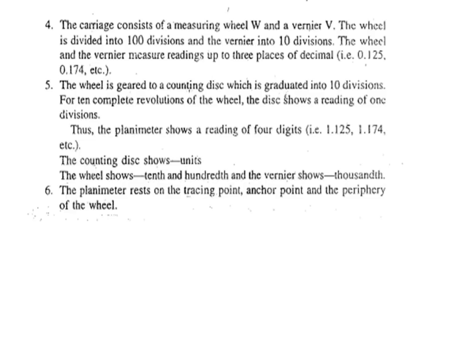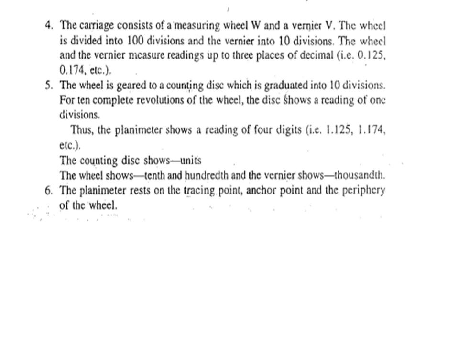Then the carriage consists of a measuring wheel W and vernier wheel. The wheel is divided into 100 divisions and the vernier into 10 divisions. The wheel and the vernier measure reading up to 3 places of decimal, that is 0.125 or 0.174, etc. The wheel is geared to a counting disc which is graduated into 10 divisions. For 10 complete revolutions of the wheel, the disc shows a reading of 1 division.